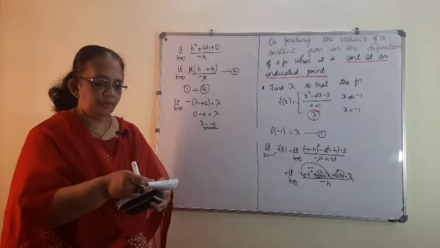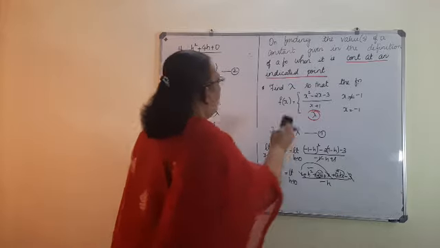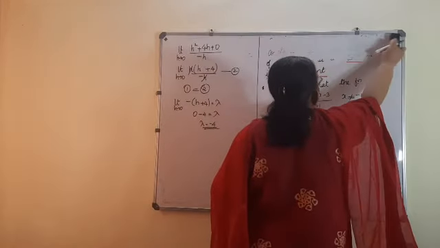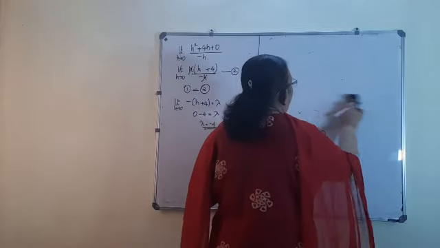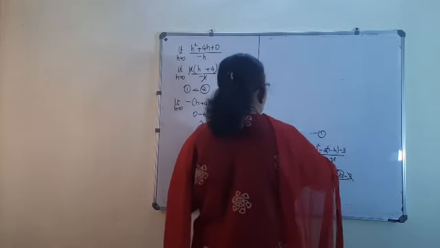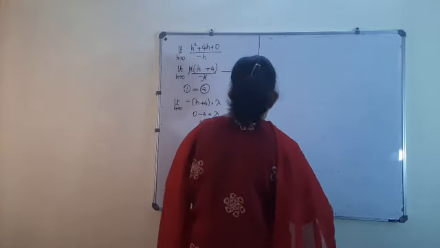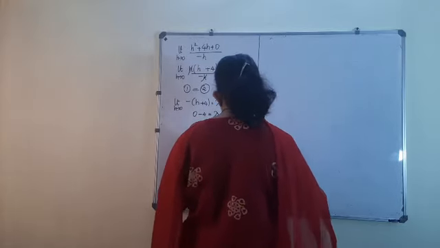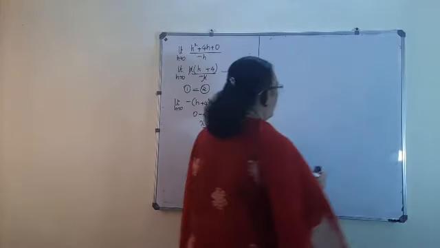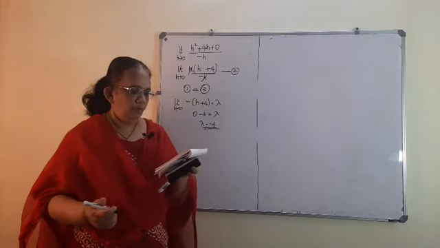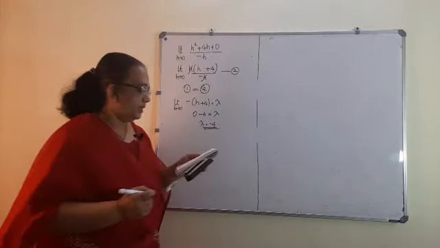Determine the value of k. This is another type, the same type, second type. Determine the value of k for which the function is continuous at x is equal to 3.